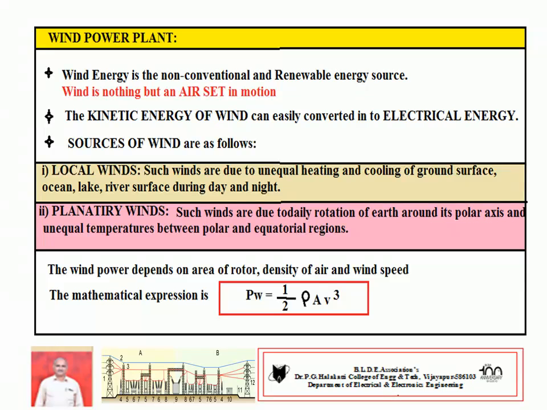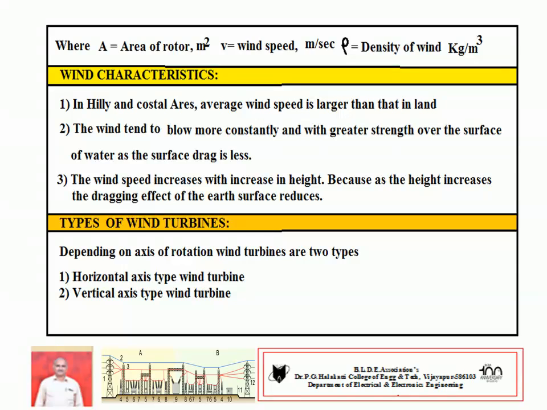What is the amount of power developed, or what are the factors it depends upon? So power in wind can be calculated by half rho A V cube. These factors are all directly proportional, where A is the area of the rotor, in meter square.